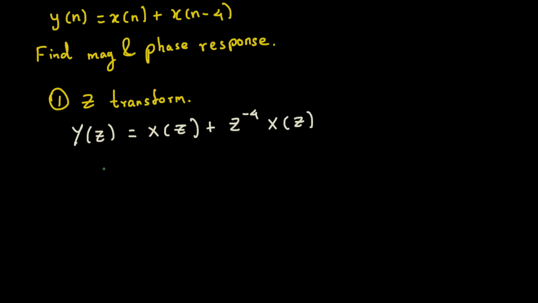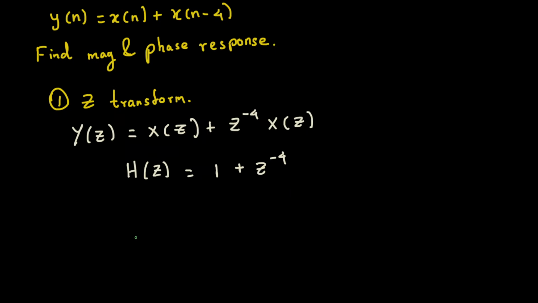Now if you want to write the frequency response, that is nothing but h of z, which is y of z divided by x of z. If you divide this one by x of z, x of z divided by x of z becomes 1, and then plus x of z divided again, that's going to be z power minus 4. This is going to be the frequency response equation.